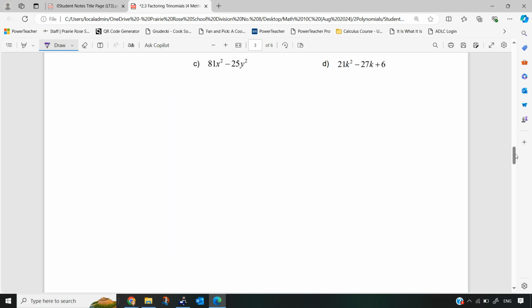I could have said, see, I have 81x squared minus 25y squared. So again, to write that as a trinomial, I would have 81x squared plus 0xy minus 25y squared. Using guess and check, I'm going to start off by listing my factor pairs for my first and my last terms. Example like this, there's more factor pairs, which means more combinations.